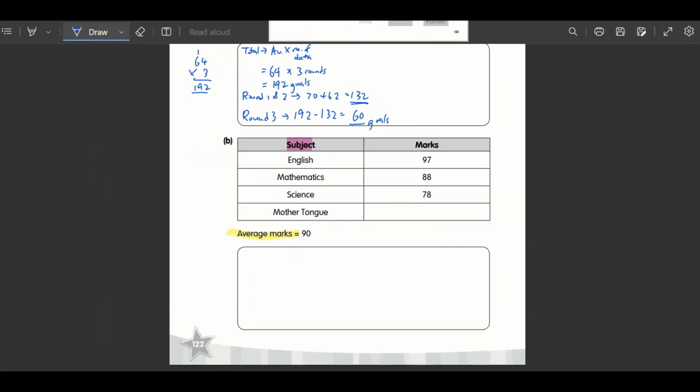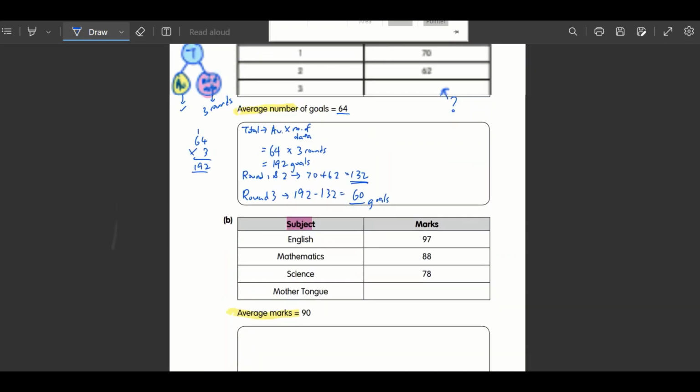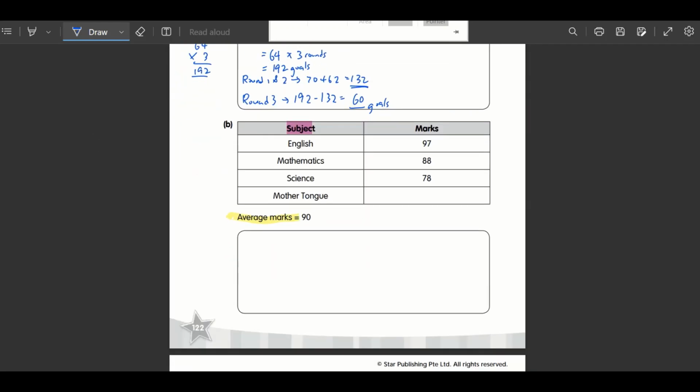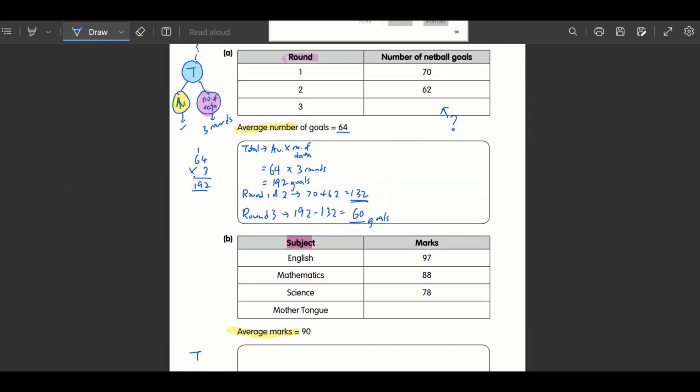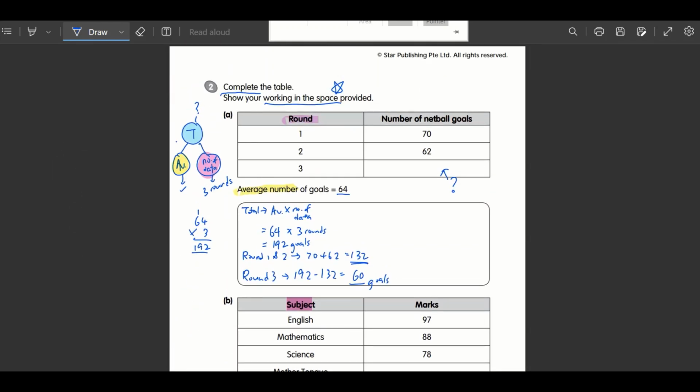All right, so over here it's the same thing as question A. I have the total, I have the average, and I have the number of data. So here we talk about writing in the symbols as well.